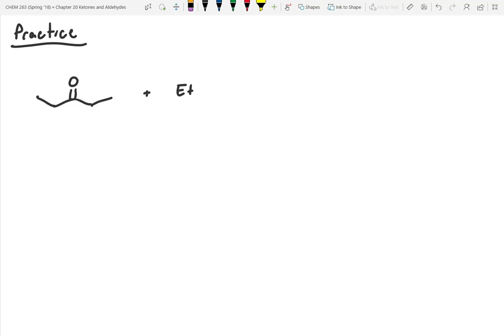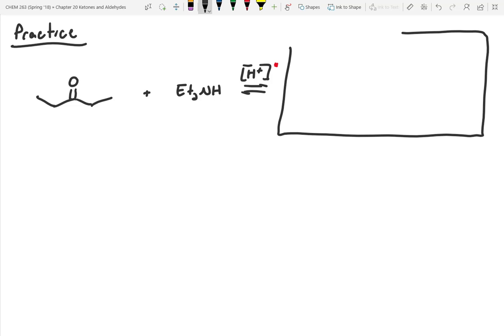Oh, sorry, so we'll do diethylamine this time. And again, we're going to run this under a buffered system. I want you to predict what product or products you will get out of this reaction. And if it's helpful, you may want to actually draw the full mechanism to double check.